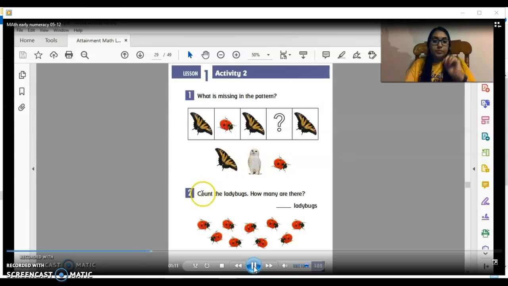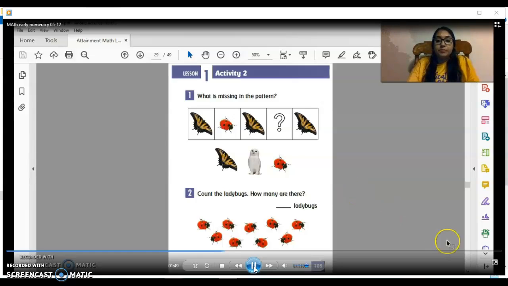Number 2. Count the ladybugs. How many are there? Get ready. Let's count. 1, 2, 3, 4, 5, 6, 7, 8, 9. How many ladybugs? 9 ladybugs. So write your number 9 right here.